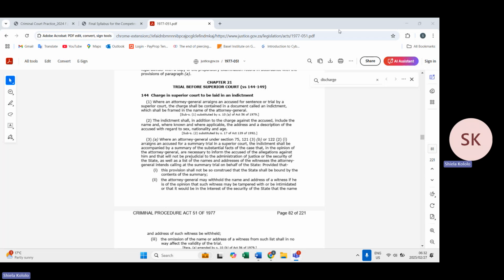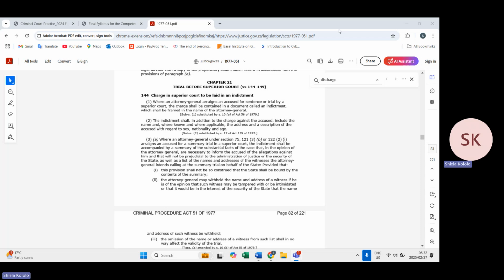It must include, just as your normal charge sheet, the accused's name, address, nationality, gender, and age. So let's say Sheila is accused of robbery. The indictment would then state that Sheila, a 27-year-old female South African citizen, is charged with robbery on a certain date and at such a location. It just has to state the details surrounding that. So that is it for your charge in superior court. We bring it by way of an indictment, not a charge sheet.